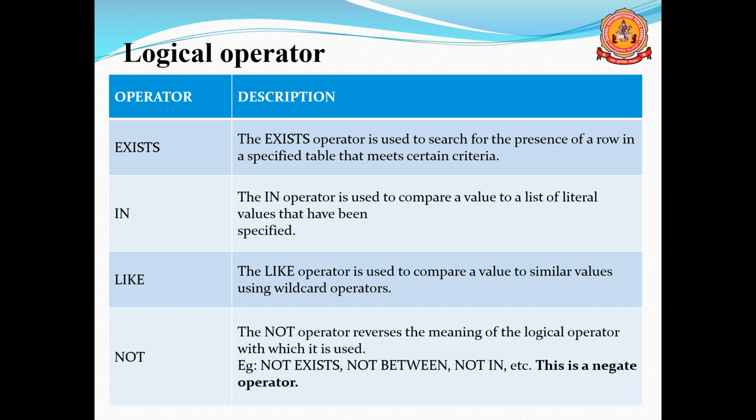Next one is the not operator. The not operator reverses the meaning of the logical operator. The not operation can be used along with different operators, and it mainly produces the output inverted. For example, exists will check whether a particular row is there or not. But we can use it along with not, as not exists. Not is an operator that can be used with other logical operators.